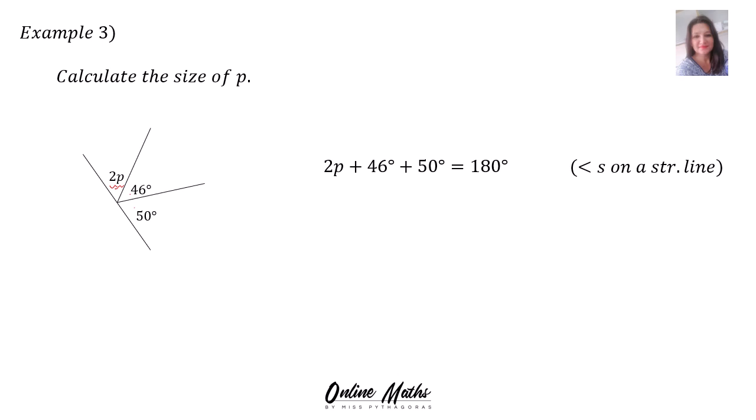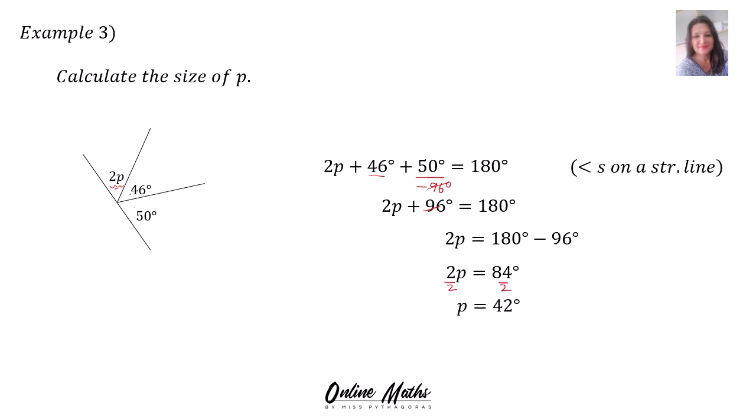And then we solve the equation by adding 46 plus 50 is 96 degrees. And now we're going to solve B. So let's get rid of 96 degrees this side, subtract it on the left and subtract it on the right. And then on the right hand side, 180 minus 96 degrees is 84 degrees. But we don't want 2B, we want B. So how do we get rid of the 2? We divide both sides by 2. Therefore, B is 42 degrees.